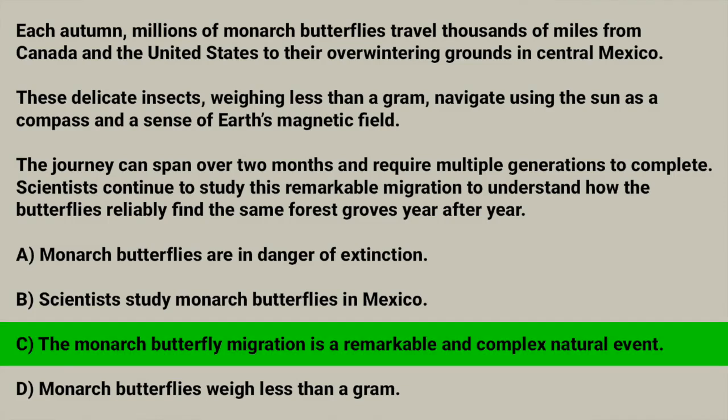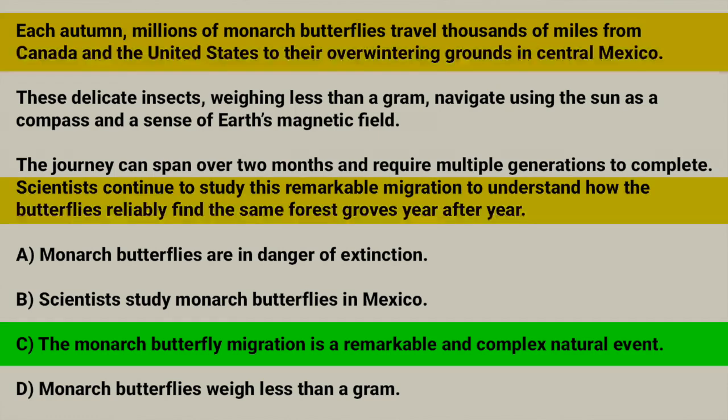For a main idea question, the answer should cover the whole passage, not just one detail. Choice A is not mentioned. Choice B is a minor detail. Choice D is a single fact. Only choice C captures what the entire passage is about. When in doubt, the main idea is almost always stated or strongly implied in the first or the last sentence.